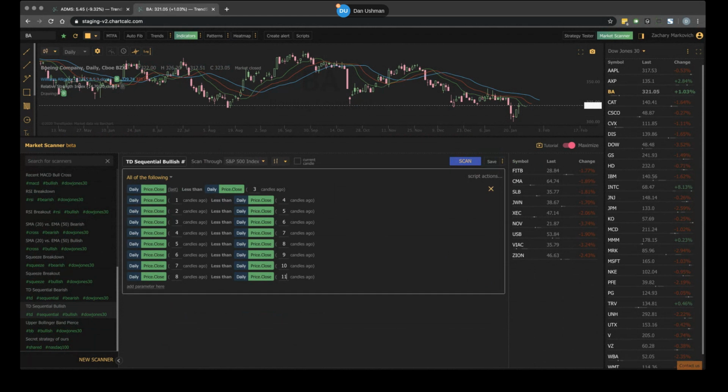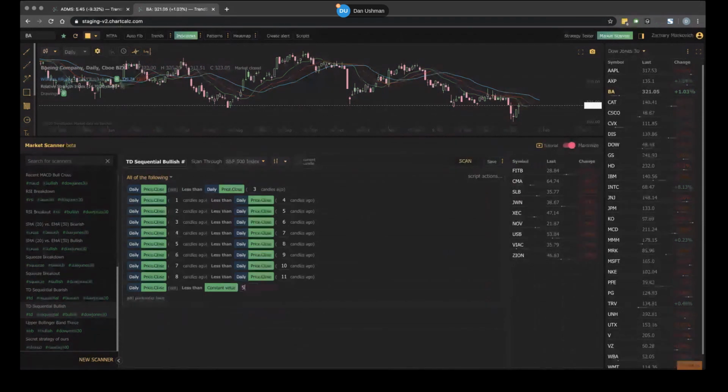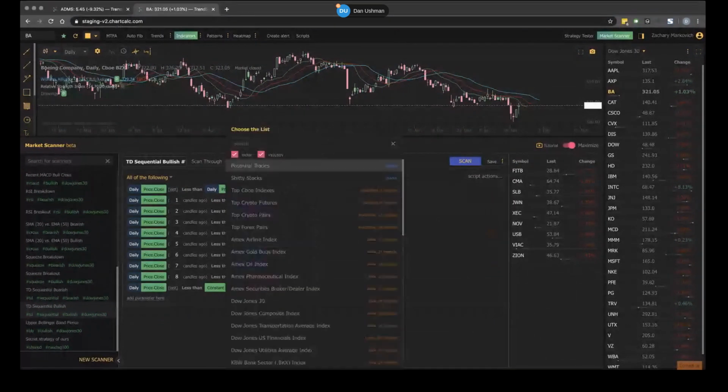You can then add your own parameters here too. So I'm going to add another condition because I don't want anything that's priced too high. I'm going to say price close is less than the constant value, call it $50. So this will find any symbol priced under $50 that has a TD sequence down in it. I'm going to search the S&P 500.